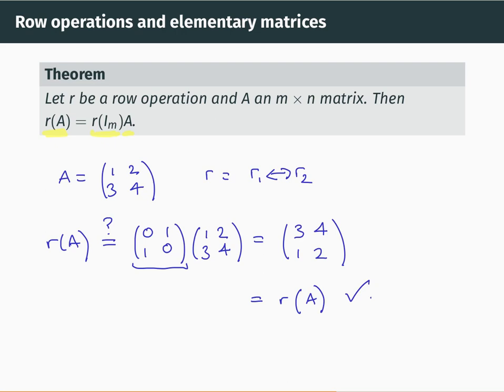So this is an example of what the theorem says. If you want to see a complete proof of this, it's a little bit tedious to write down, but you can find it written down in detail in all 3 cases, so for all 3 different types of row ops, in the online notes.